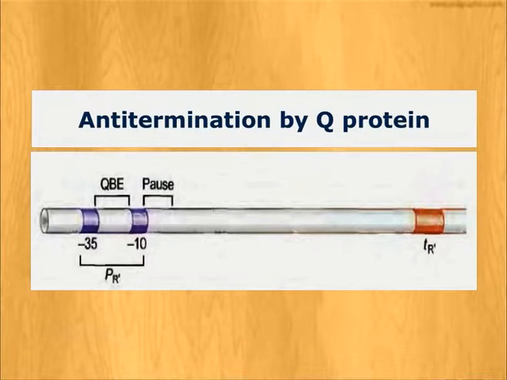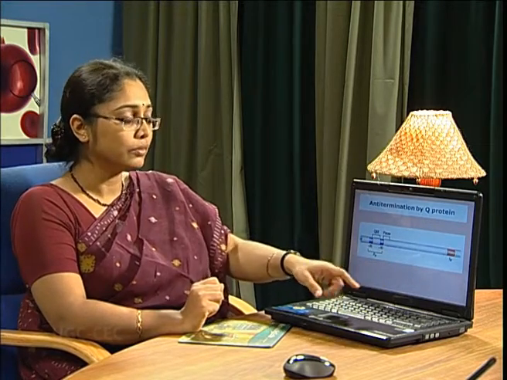Now, Q protein comes and binds to the halted RNA polymerase. It replaces the sigma factor and pushes the RNA polymerase from the pause site. Again, RNA polymerase continues transcription, and as long as RNA polymerase transcribes, Q protein stays with it and helps it to overlook all the termination sites. Thus, transcription of all the late genes is possible with Q on board.